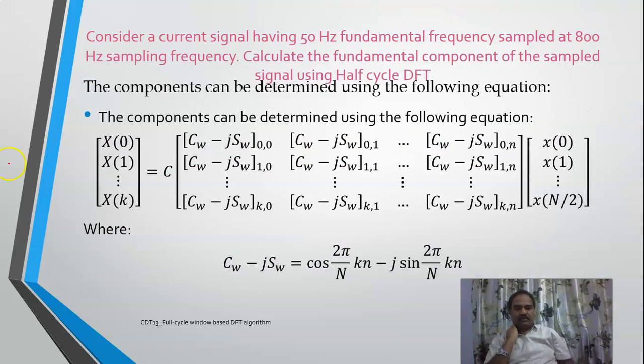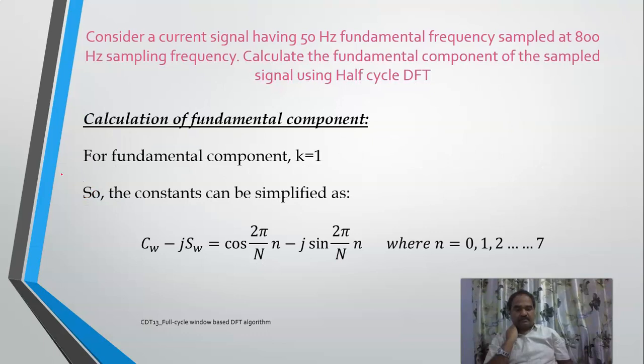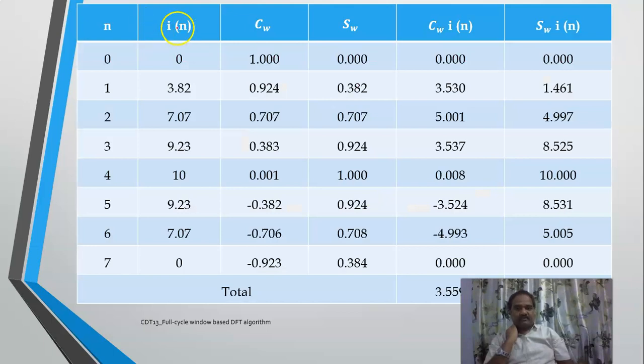Okay, so the problem remains the same. So what we are going to do? Fundamental component, k is equal to 1. But here n varies from 0 to n by 2 minus 1, right? So that's why I'm taking only up to 7. First of all, this is given data and this is given data. And CW remains the same, the value. And SW also remains the same.